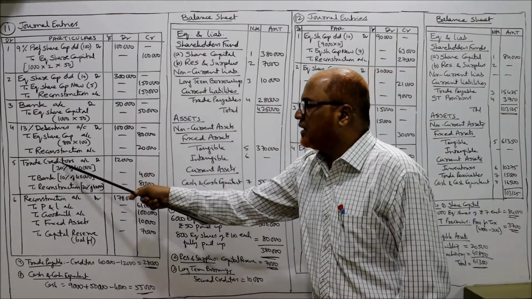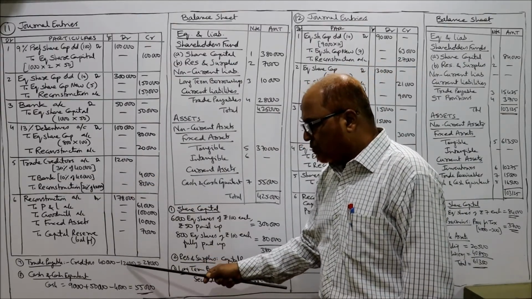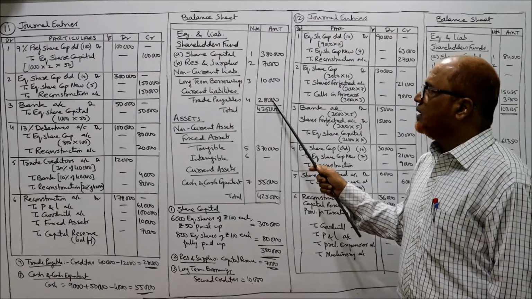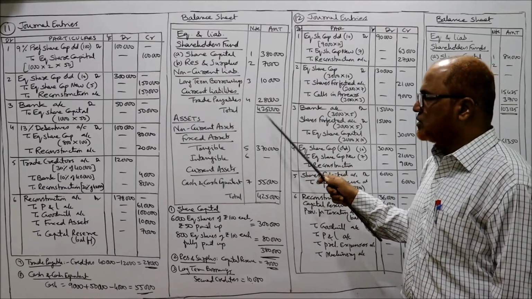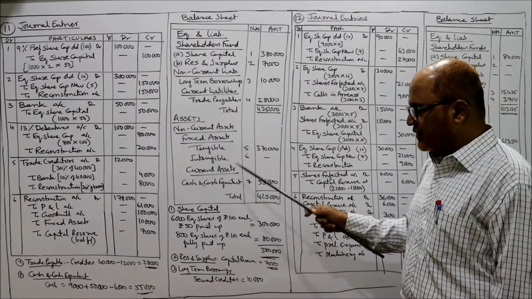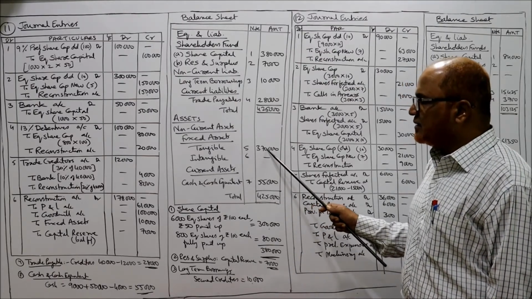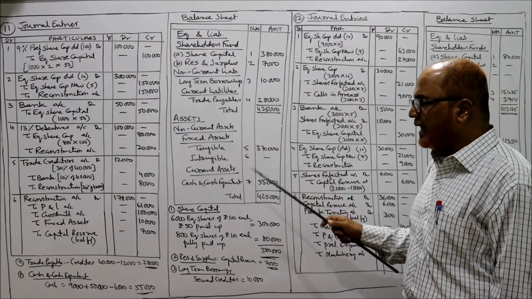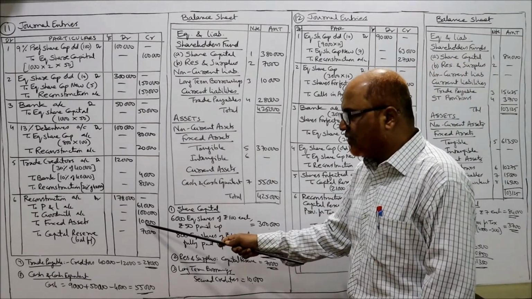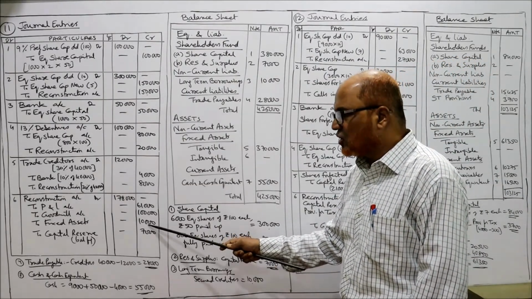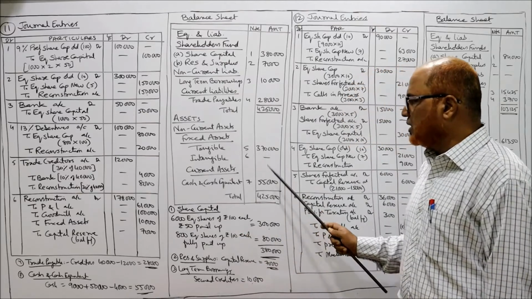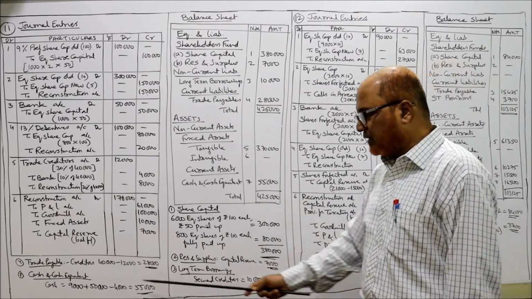We have debited trade creditors by 12,000. So 40,000 minus 12,000, 28,000. The total of the liability side, 4,25,000. Now tangible assets. So tangible assets are 3,70,000. 3,80,000 were there. 10,000 we have written off. Fixed assets written off 10,000. So 3,70,000. Cash and cash equivalent 55,000.